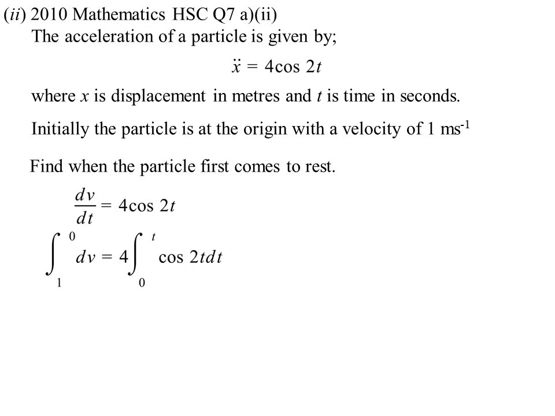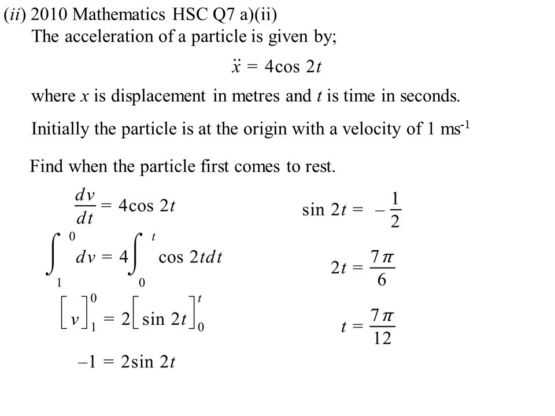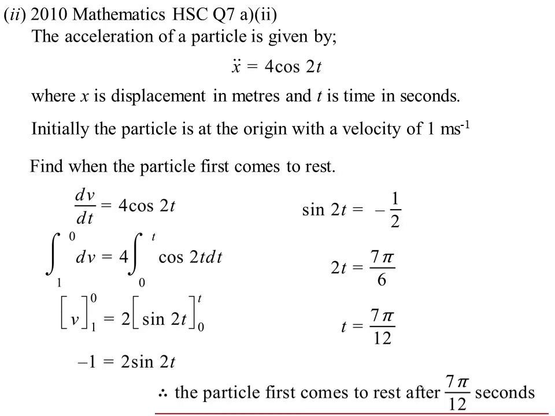Integral of dv going from 1 to 0 will be 4 times the integral of cos 2t going from 0 to t. Well, in this case, it's not going to just be v, you'll notice, because 0 is on the top, 1's on the bottom. So negative 1 is equal to 2 sine 2t. We want to know what t is. 7 pi on 12, remember, got to be radians for this to work. So after 7 pi on 12 seconds.